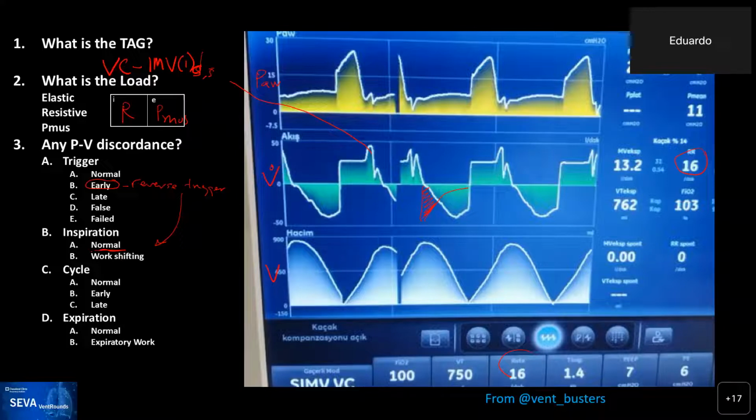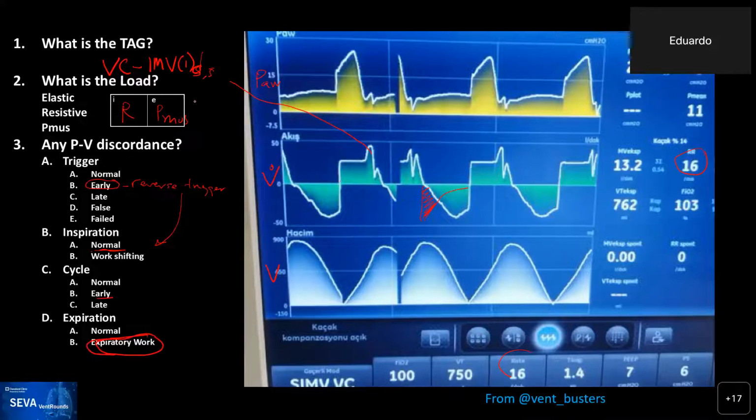And then finally, you have the... So again, even though this is an early cycle, you will not call it like that, because what is causing this is this reverse trigger or early trigger. And then finally, in expiration, as we talked, this is expiratory work.